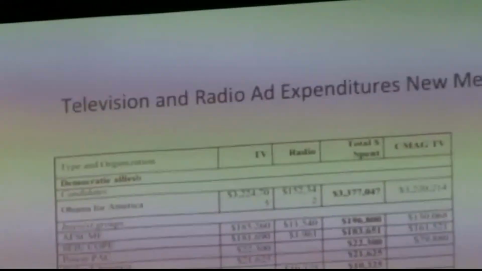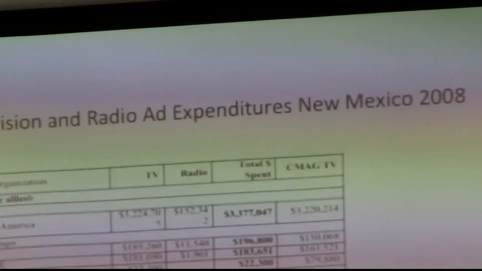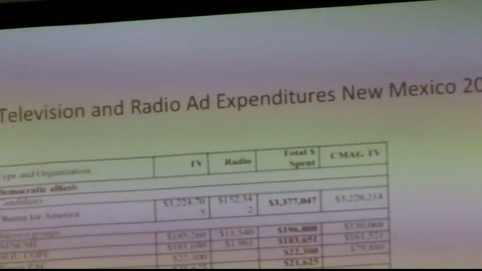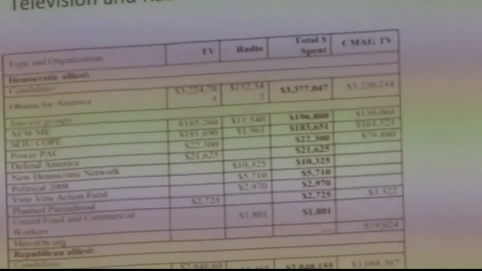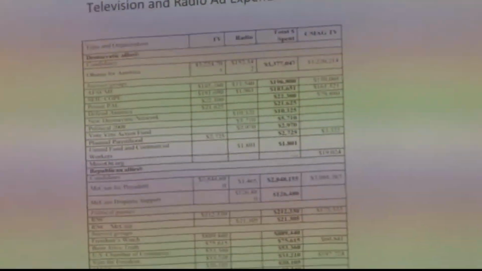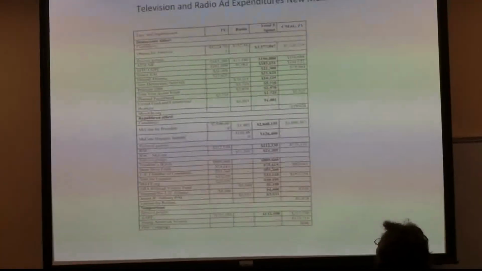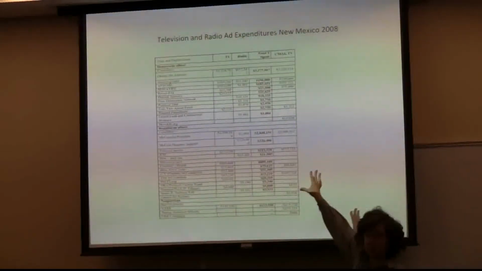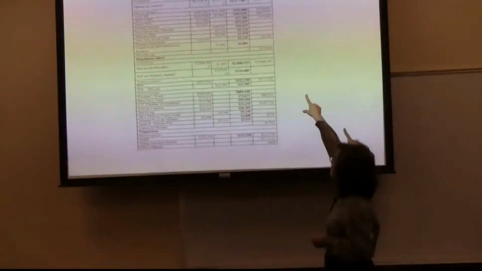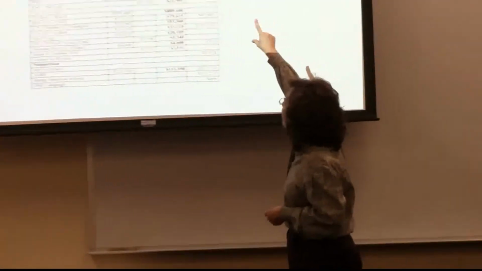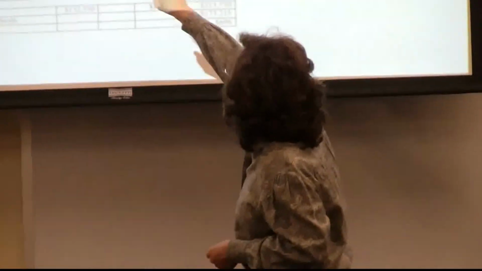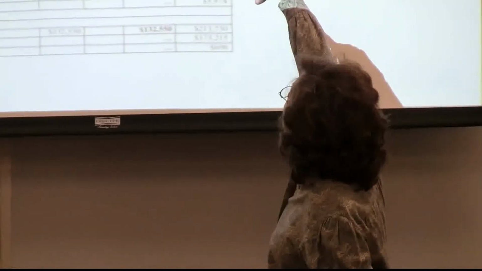This is also data we collected in 2008, and we visited all of the radio stations and the TV stations in the Albuquerque metro area. You can see that there was a lot of money spent, not only by the presidential candidates, Obama for America and McCain for President, that's about $6 million, but also by all of these interest groups that participated and purchased ads and time on radio and TV.